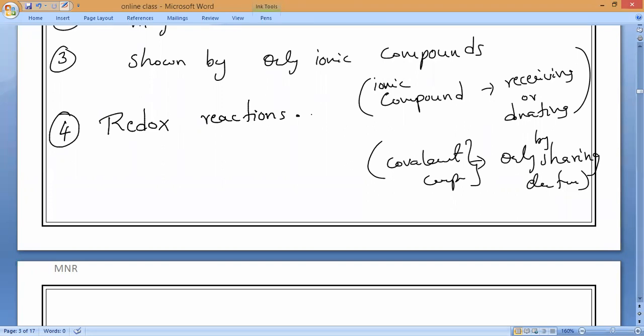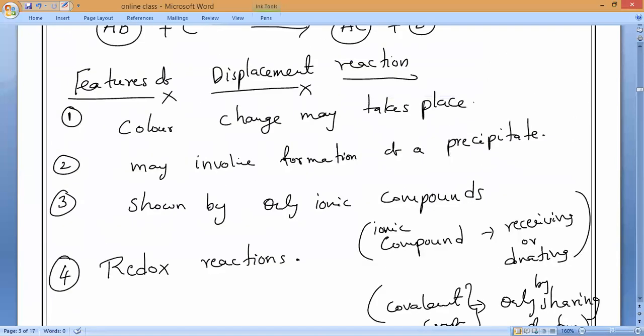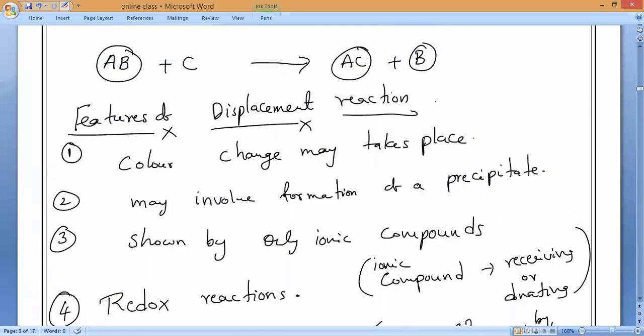So these are the features of displacement reactions. Do you understand? So there are 4 features. Change in color takes place, may involve formation of precipitate, can be shown by only ionic compounds, and next, redox reactions. These are the properties or features of displacement reaction. This redox reaction, don't worry, I will explain it; it is also one of the properties. While you are studying redox reactions, you can understand.